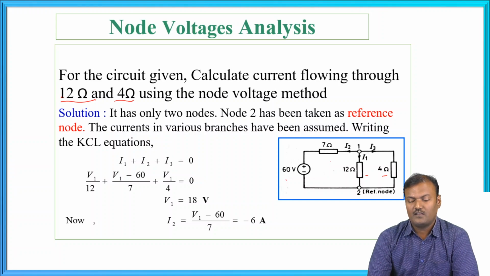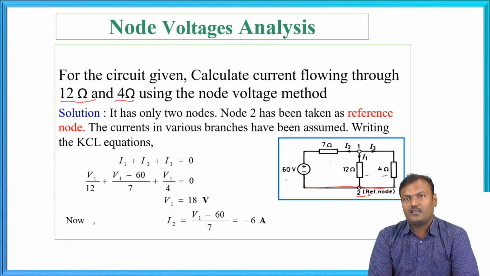So the first point is to assume the reference node. This is the reference node here because three elements are going to be connected: one is 60 volts, 12 ohms and then 4 ohms. The maximum number of elements are connected at one point, so it is selected as the reference node. And the other node is here. We are assuming this as node 1. So we have two nodes: one is node 1, and the second one is the reference node.